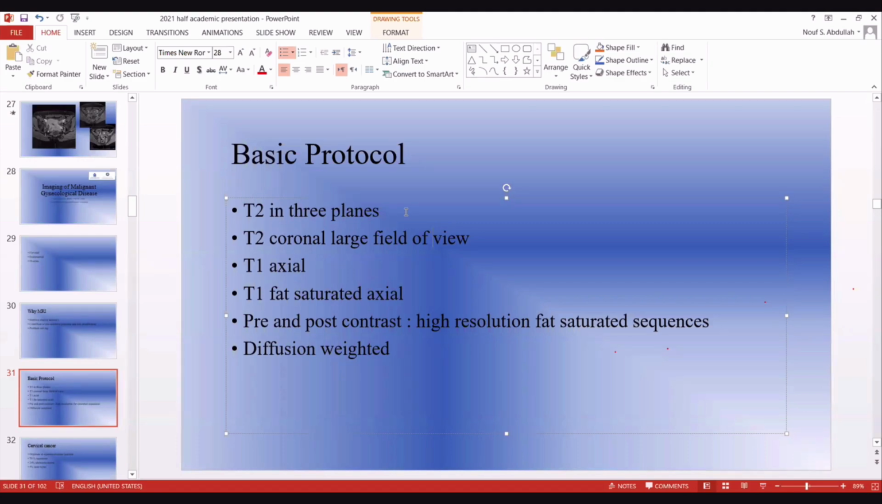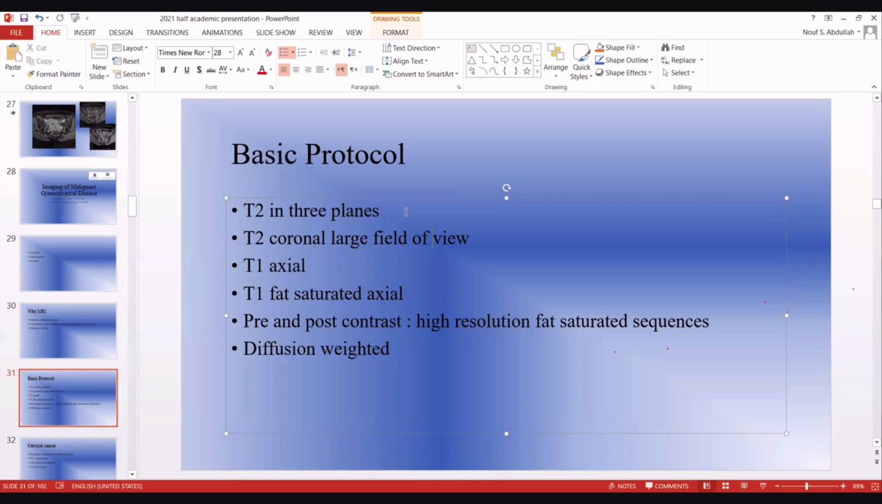Sometimes I ask for a T2 coronal large field of view if I want to look for a retroperitoneal lymph node. I ask for T1 axial images just to be sure about the presence of any fat content within the lesion, or any hemorrhagic component. You have to have your T1 fat saturated sequence because, if there is fat content, you want to look for fat suppression. If there is hemorrhagic content, you want to look for it.